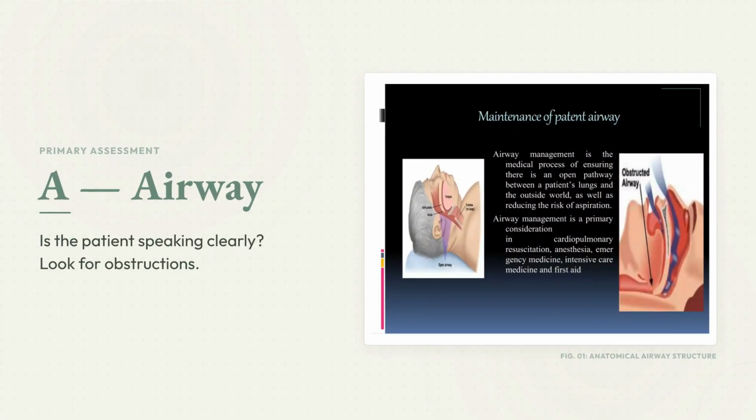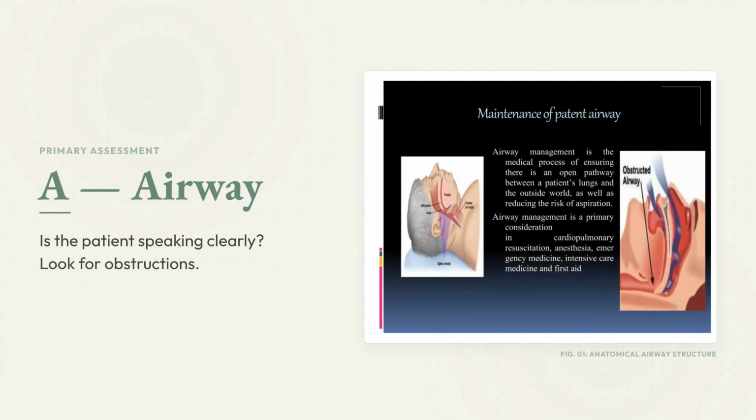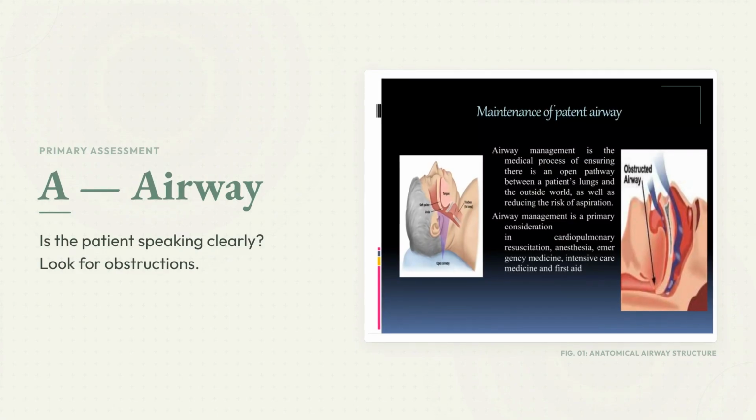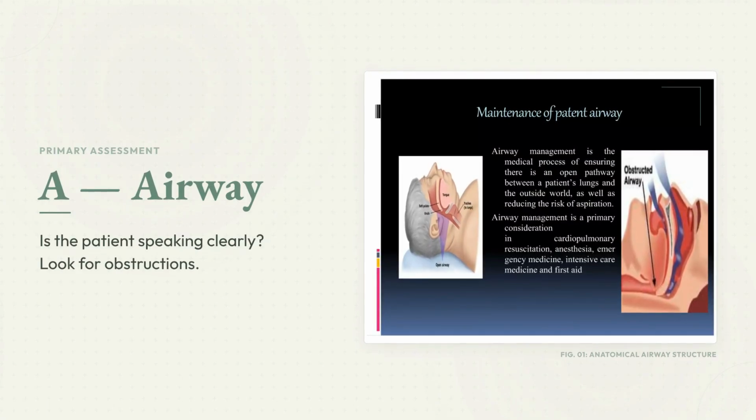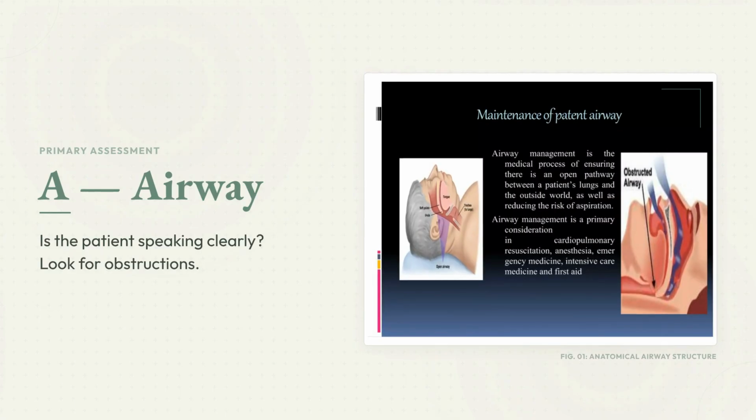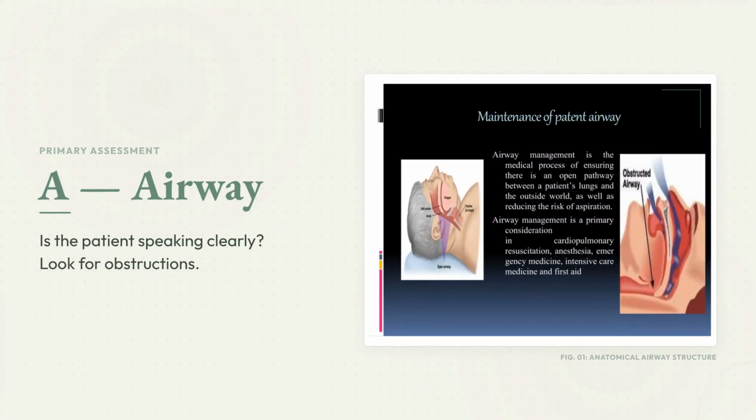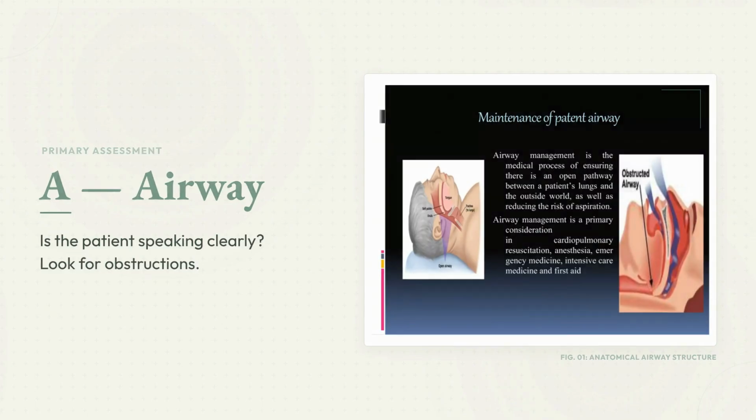A. Airway. First, assess the airway. Ask the patient something simple, such as, "Can you tell me how you are feeling?" If the patient can speak clearly, this provides useful information that the airway is currently patent. Look for any obvious obstruction.